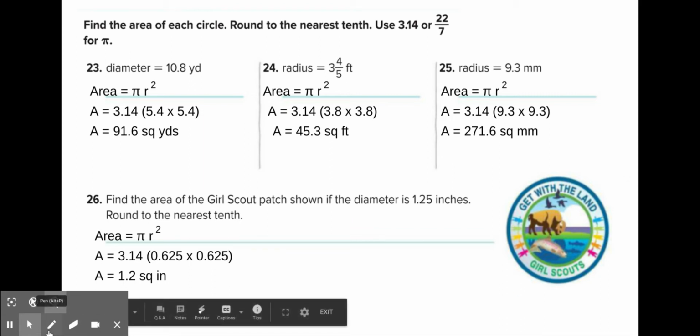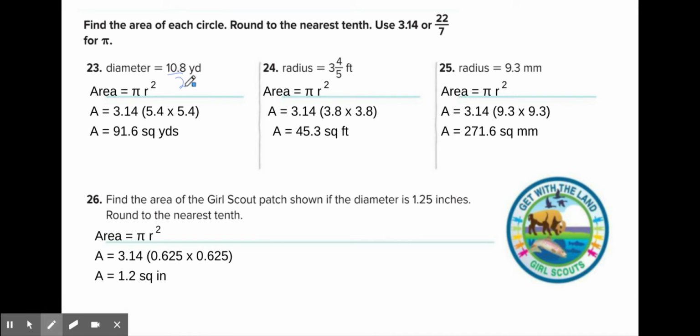Let me make sure I'm working with my little pen here. So that would have to be divided by 2, right? And so that's where you're getting the 5.4. Now, technically, since we're multiplying three things here, pi, 5.4, and 5.4 squared, you can just multiply them in any order. But you really should get in the habit of following your order of operations, which means that you should do the squared first.